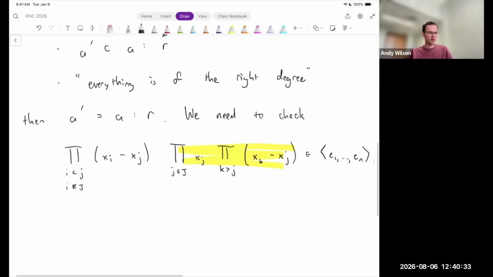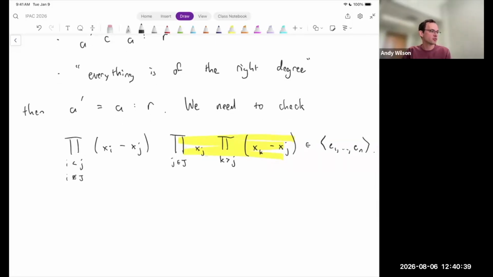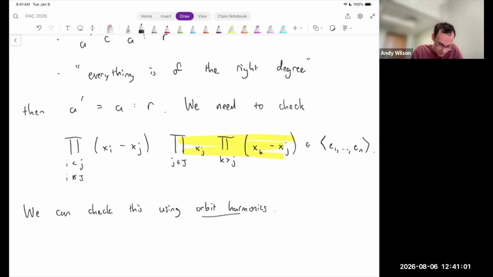There are various ways to check this. I thought a neat way to do so would be to use orbit harmonics, which I can introduce briefly. This is a whole machine, but I can give you enough of the machine.